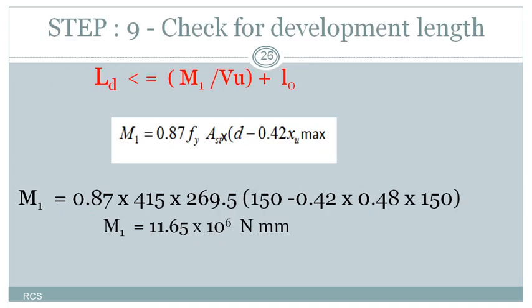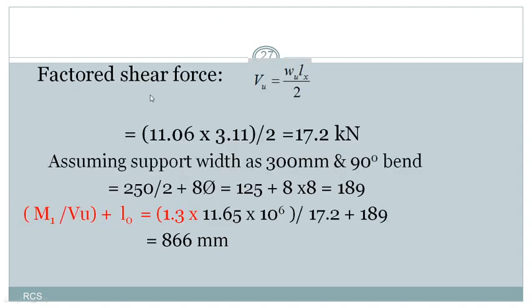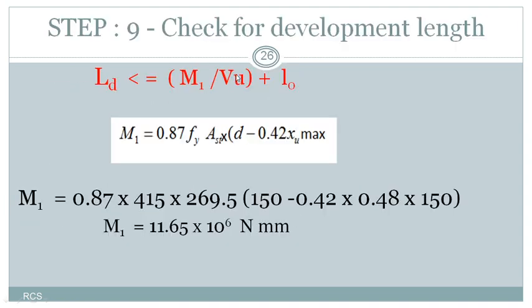Next we have to check for development length. So development length value will be calculated. If your slab is said to be safe against the development length, then it should fulfill the codal recommendation, that is LD is less than or equal to M1 by VU plus L0. Here LD is development length, M1 is the stress in steel at a maximum stress, that is corresponding to 0.87 Fy, and V is the factored shear force, L0 is the anchorage length.